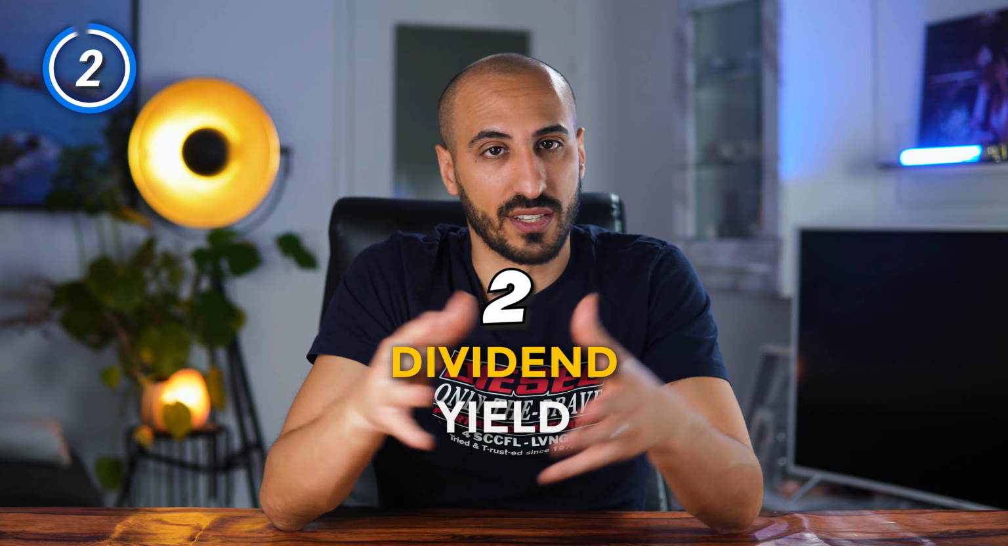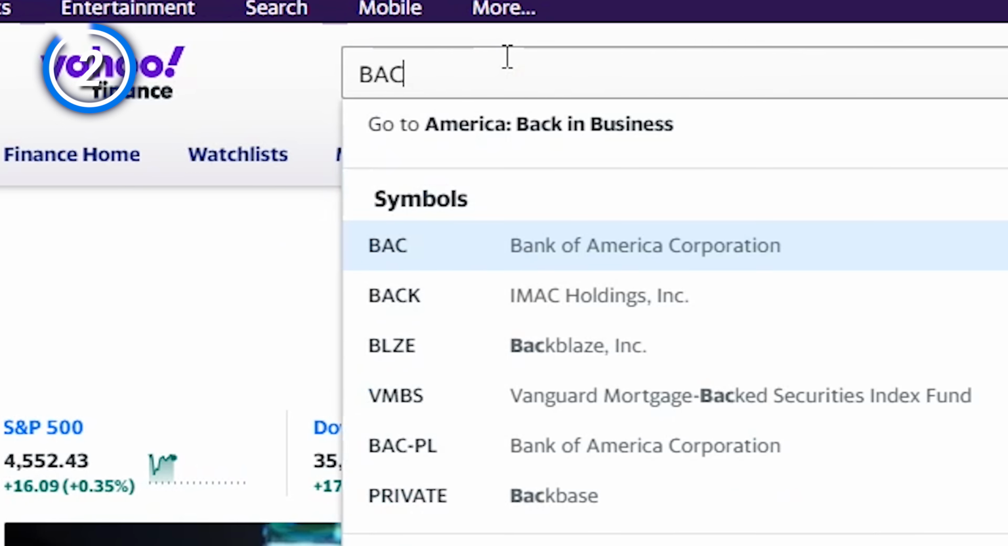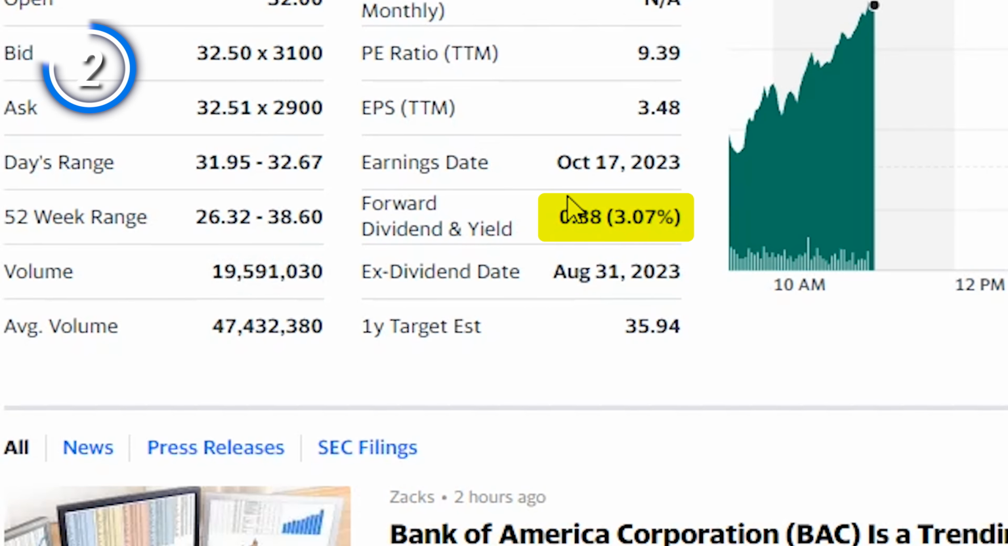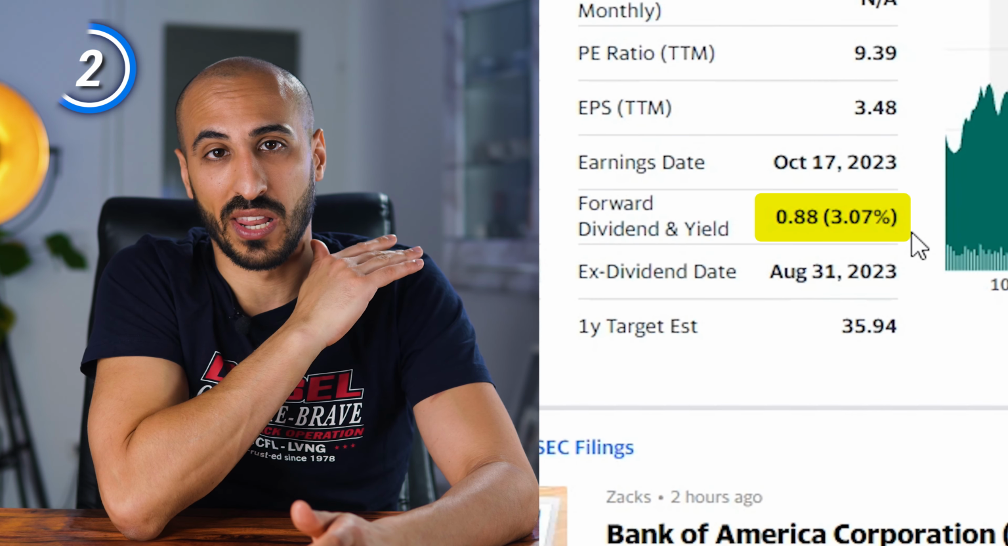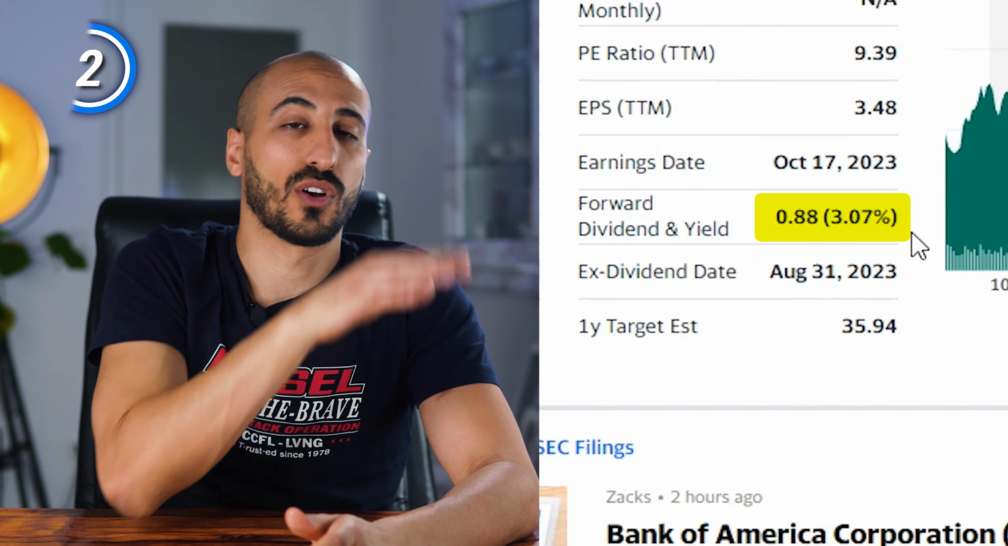The second important component is the dividend yield, which is a percentage value. So for example, if you go to Yahoo Finance and look for Bank of America, you'll see that they pay 88 cents per share or 3.07%. Looking at the absolute value, 88 cents here, is absolutely useless. You should only focus on the percentage value.